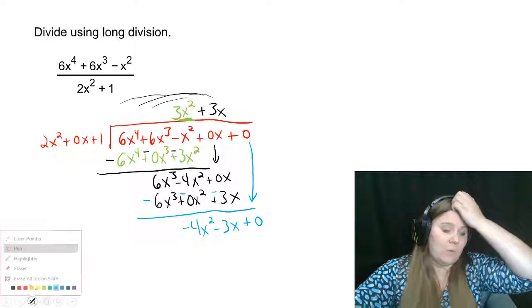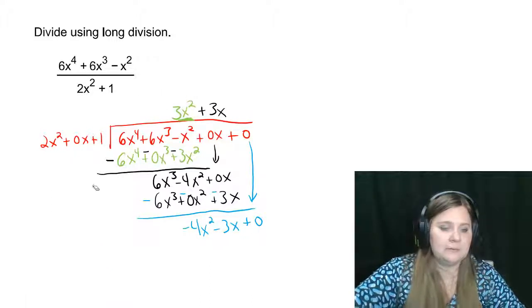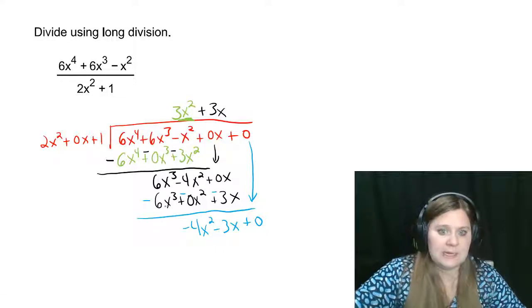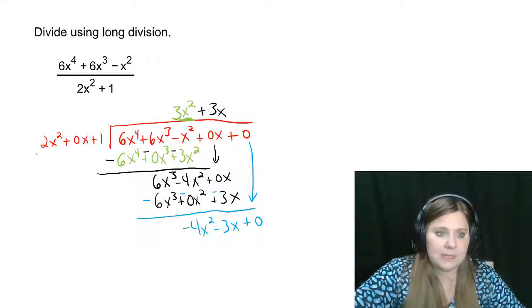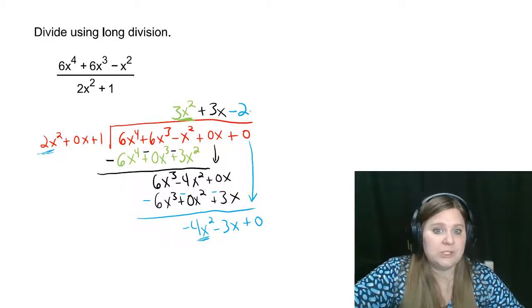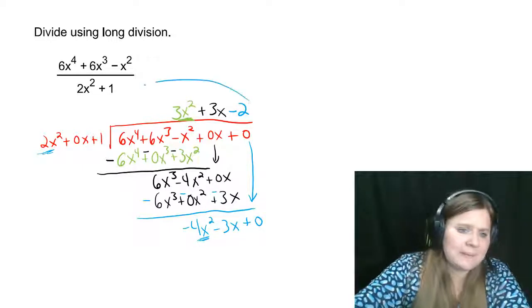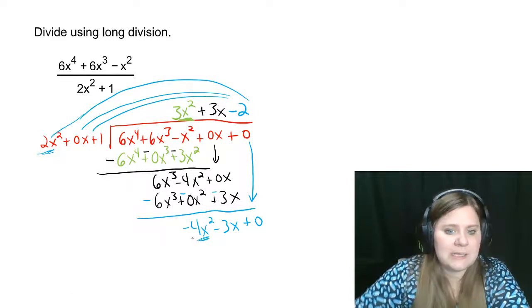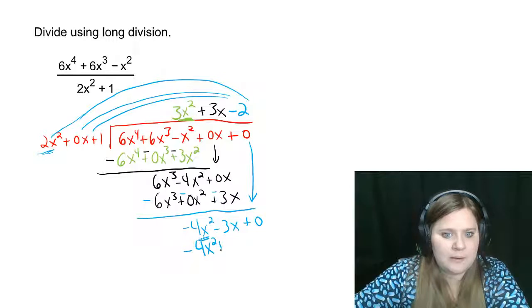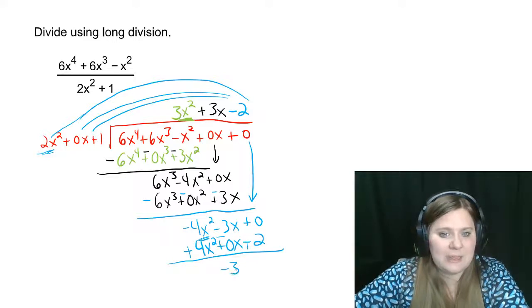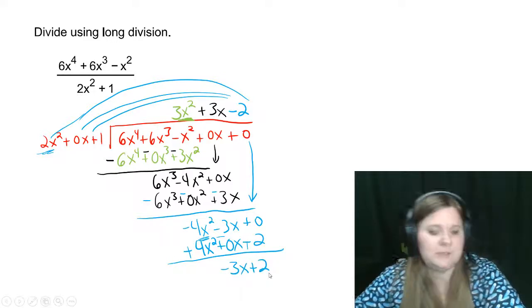Now I need to figure out what I am multiplying my 2x squared by to get negative 4x squared. So again, 2x squared, negative 4x squared. So I have to do a negative 2. And again, I'm going to distribute. That's going to give me negative 4x squared plus 0x minus 2. I change my signs, and I get negative 3x plus 2.